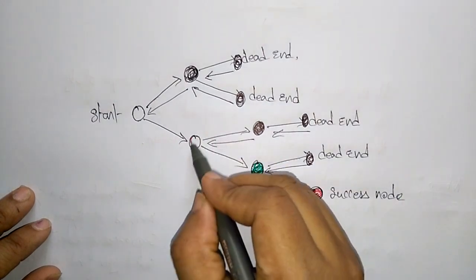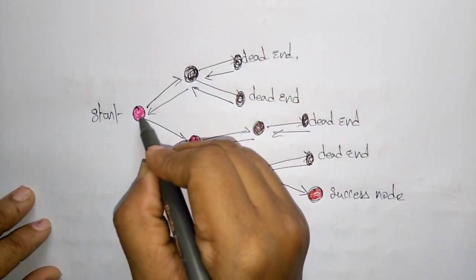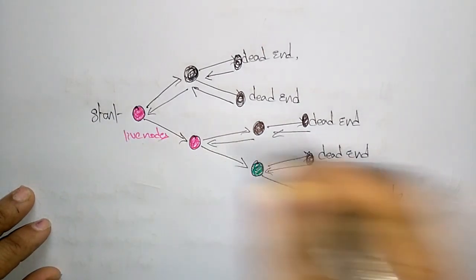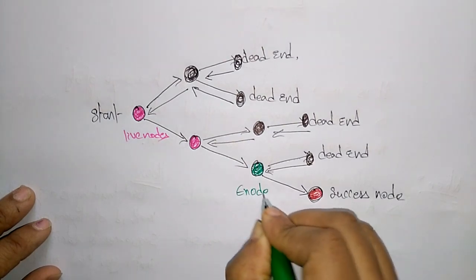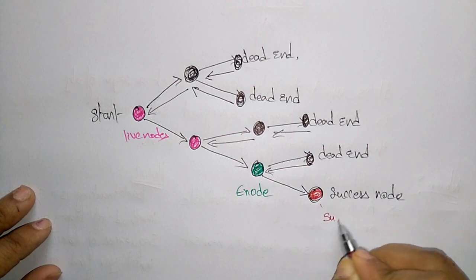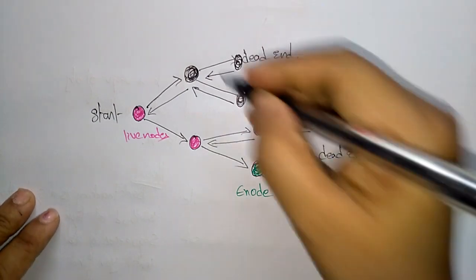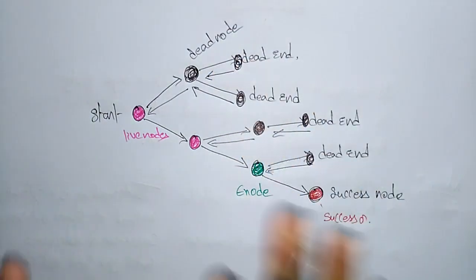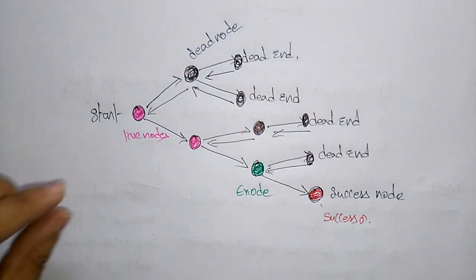Suppose these you call live nodes. These are live nodes, let me write. So these are live nodes, and this you call an E node, and this is a success node. This you call a success node, and this is a dead node. Okay, so these are just the terms related to backtracking. I'm just explaining these nodes.